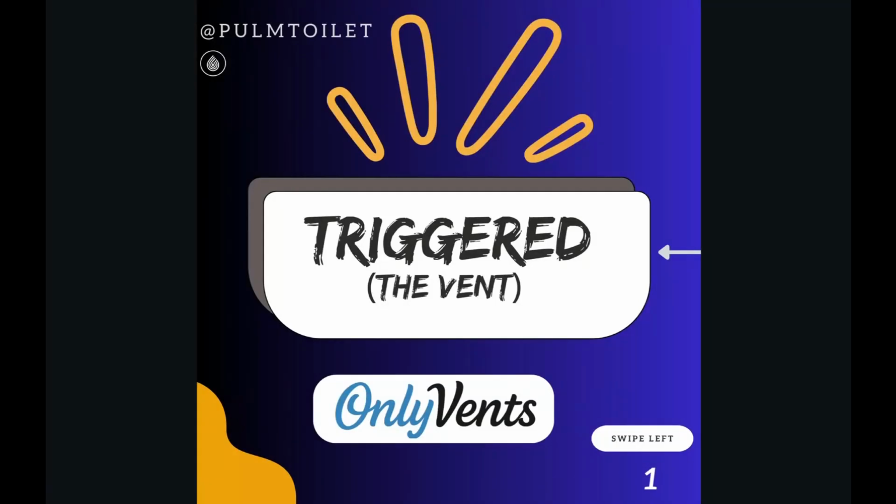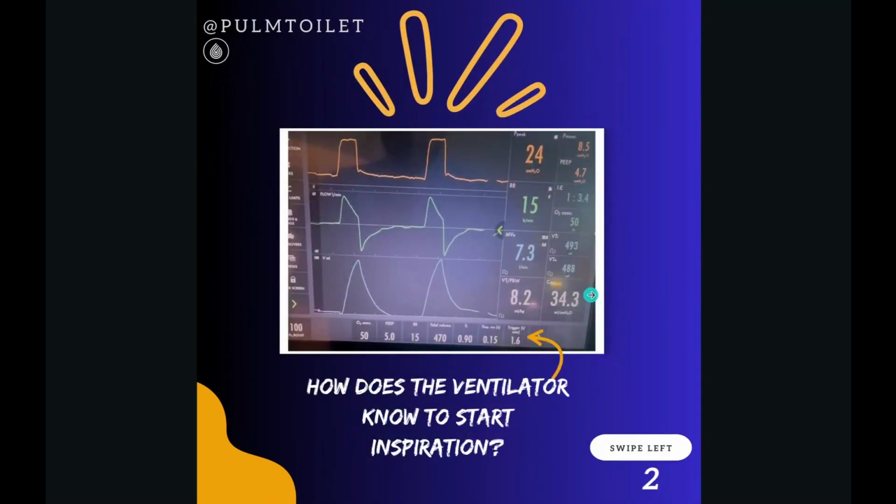So I figured today we go over triggering, as this came up recently on the socials, but also in rounds with the residents. So I figured I'd go over it and base it off of this carousel that I made a while ago that went over triggering. So the question becomes, how does the ventilator know to switch into inspiration from expiration?